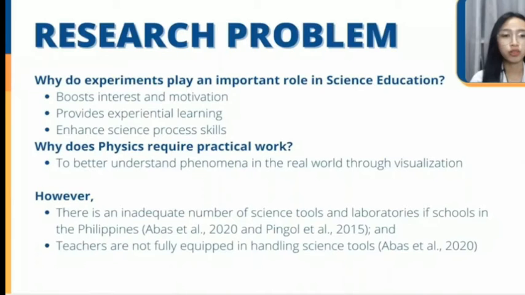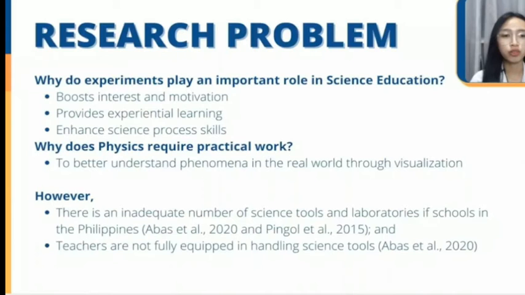The subject physics involves the study of matter, motion, energy, and force, and it really requires practical work to allow students to better understand phenomena in the real world. So to do this, science tools like devices and apparatus are really necessary to visualize what is taught.